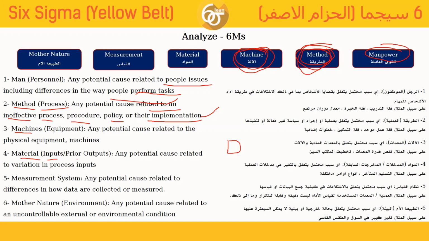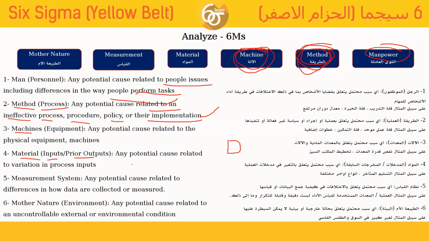Okay. Number four, we have the material. Material means input or output. What does that mean? For example, at the factory, they have a raw material. They will put the raw material in the machine. So from the machine, there has to be an output. So if you have any kind of waste, any kind of defect, any kind of error inside that machine, this can cause you a problem.